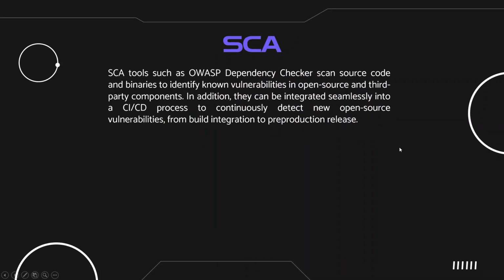Now, SCA tools such as OWASP Dependency-Check. So basically, what does an SCA tool do? An SCA tool scans for third-party libraries or open source components in the code and reports issues of outdated libraries or vulnerable components, and throws them to the vulnerability management dashboard.